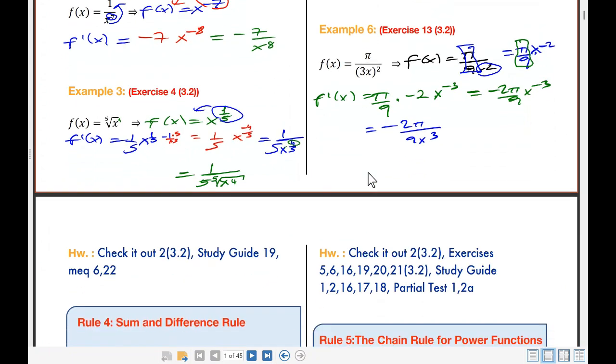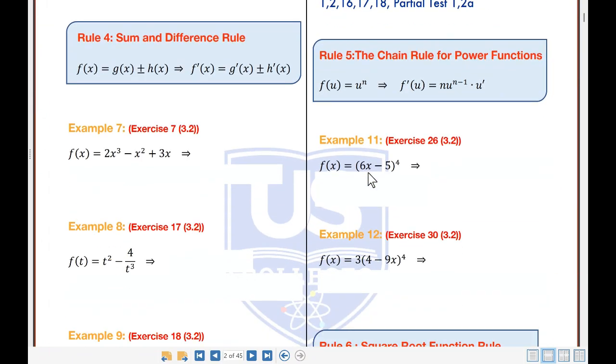Alright, let's keep solving different kinds of questions for different functions. The next rule is the sum and difference rules. When there's addition or subtraction, we take the derivative of each function separately and add the result. For example, pretty simple. You take the derivative of each term one by one. That's it.